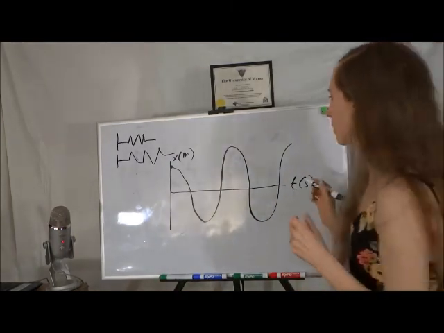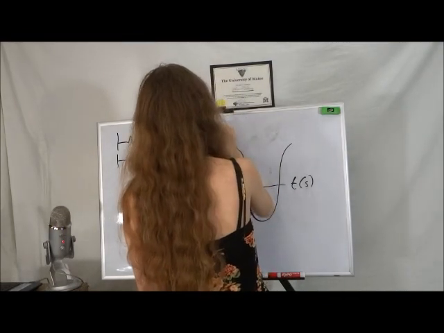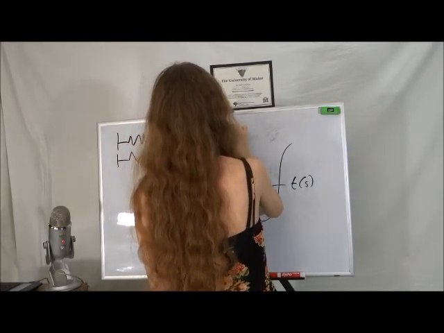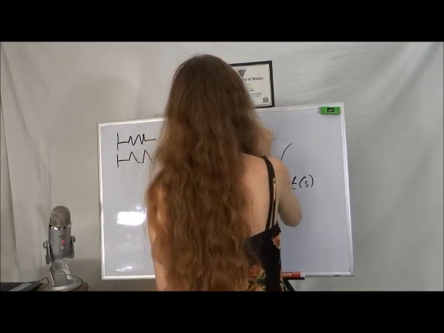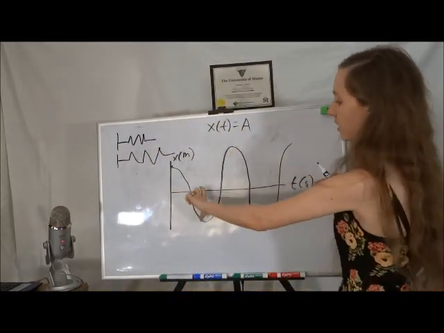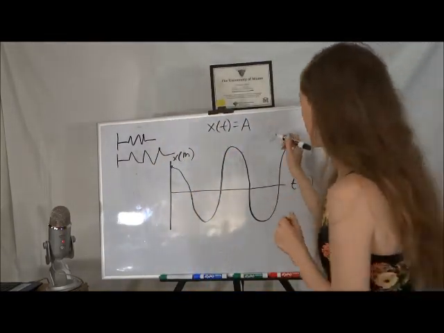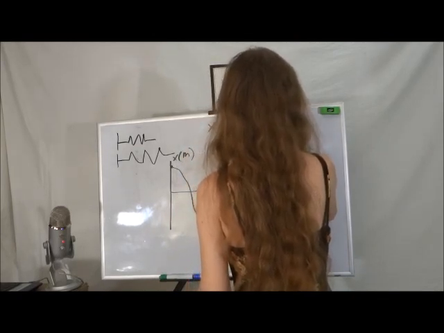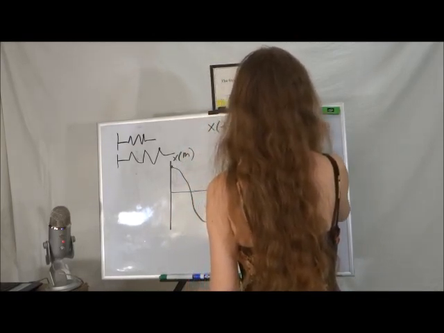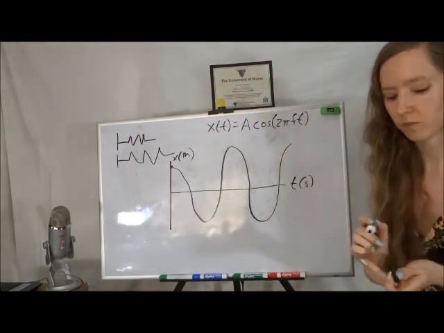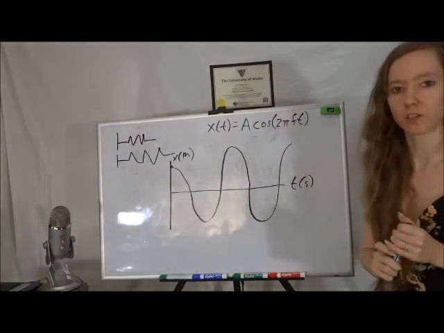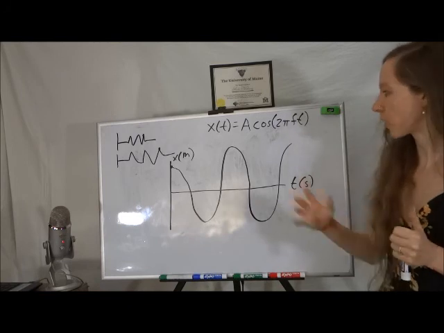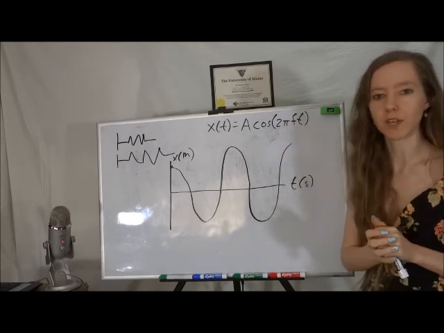And the equation that the book gives you is that our position as a function of time is equal to our amplitude, so just how high it's going each time, cosine of 2 pi times the frequency times the time. So that would be our position equation. Are there any questions on how we derived this?